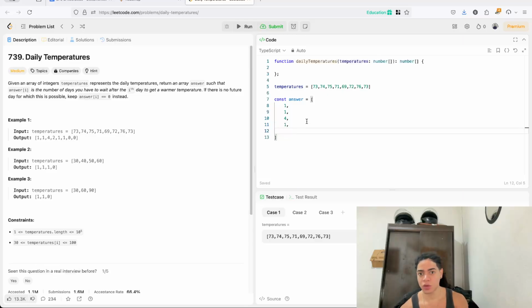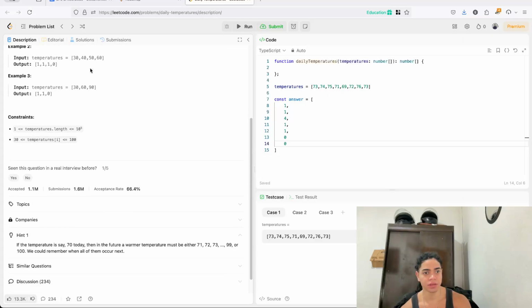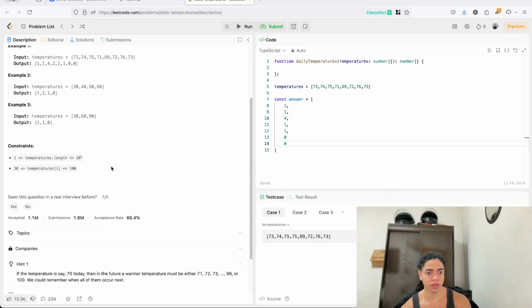If we take a look at the other elements, we have to wait only 1 day. At the second position, we have to wait 0 days because there is no warmer day. Similar for the last element, which is 0. If there is no future day for which this is possible, keep the answer as 0 instead. There's a couple of things here. If the temperature is say 70 today, then in the future a warmer temperature must be either 71, 72, 79, 99 or 100. We could remember when all of them occur next.